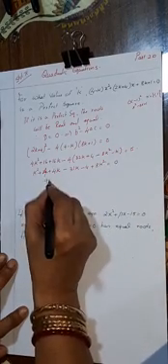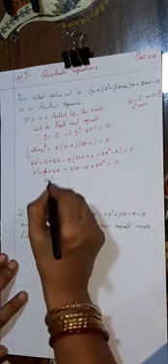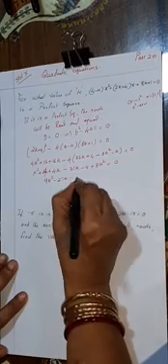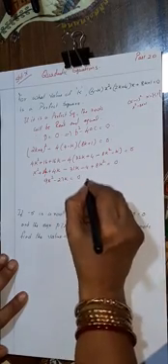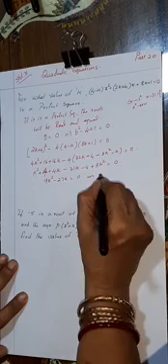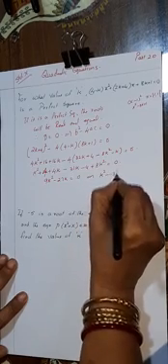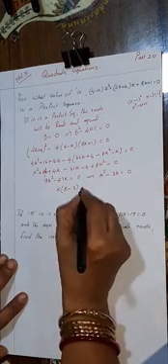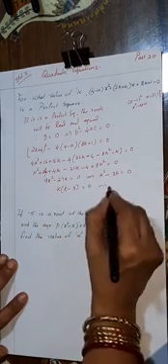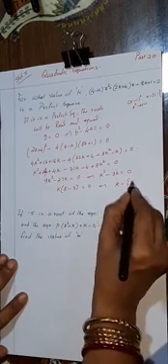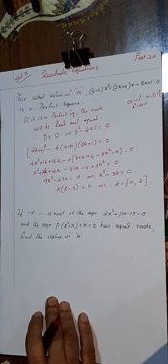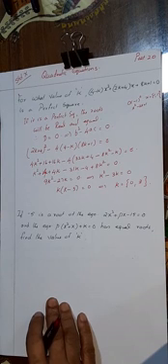So 9k squared minus 27k equal to 0. So you get k squared minus 3k is equal to 0. It is k into k minus 3 equal to 0. So k is equal to 0 and 3. For the values k is equal to 0 and 3, it will become a perfect square.